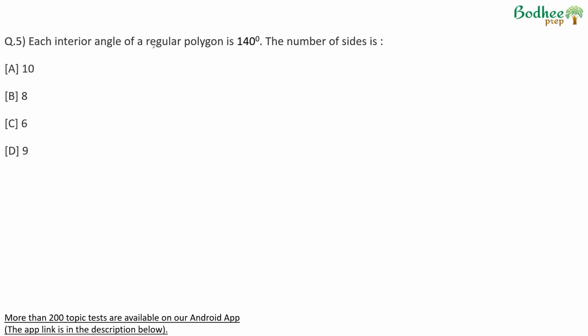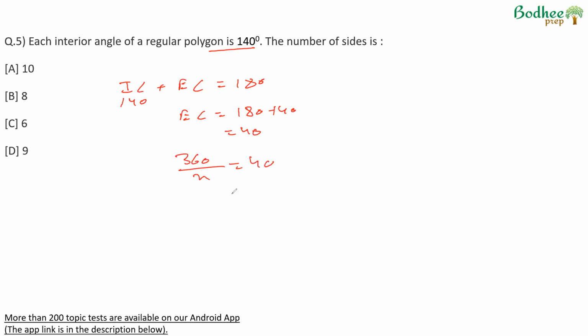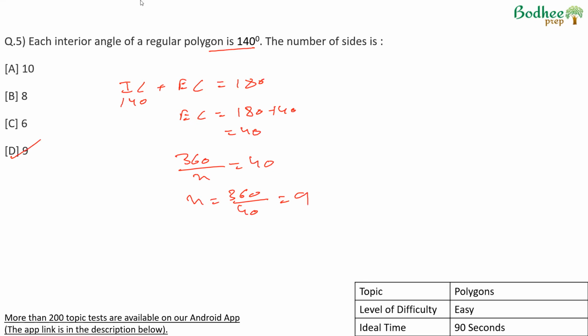Each interior angle of a regular polygon is 140. Find the number of sides. Interior angle plus exterior angle is equal to 180. If interior is 140, external angle will be equal to 180 minus 140, that is 40. And we know that the external angle of any polygon is nothing but 360 upon n, where n is the number of sides, and therefore n becomes 360 by 40, which is 9. Option D becomes my answer. Easy question, less than a minute and a half to solve.